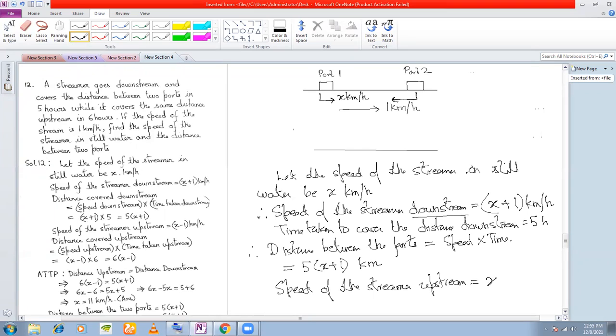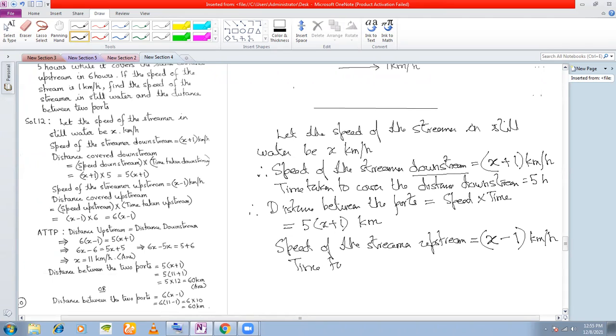If the speed of the streamer in still water is x, and since it is going against the flow, and the speed of the stream is 1, therefore the net speed of the streamer will be x minus 1 kilometer per hour, right?